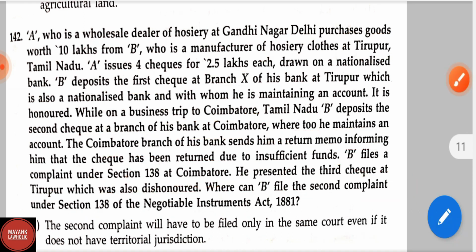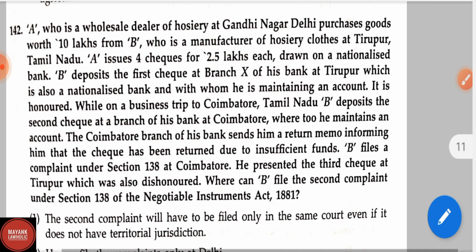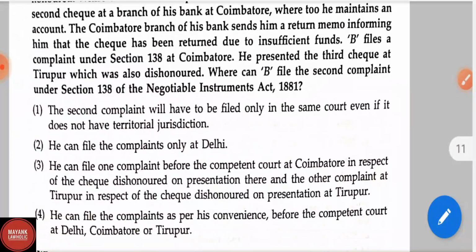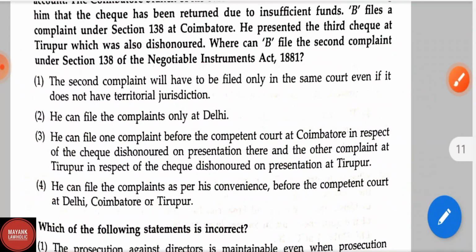Total 3 checks were issued. First was in Tirupur, second was in Coimbatore, and the third was in Tirupur again. In Tirupur, the check was cleared. In Coimbatore, the check wasn't cleared, it was dishonored. And again the third check in Tirupur was dishonored. So we have to find the correct answer in the given options.